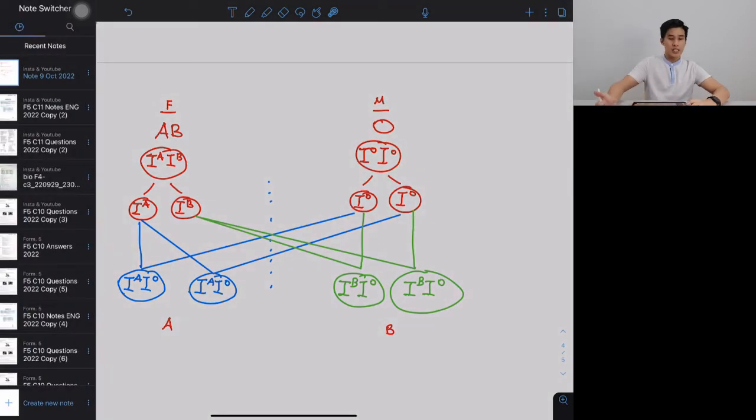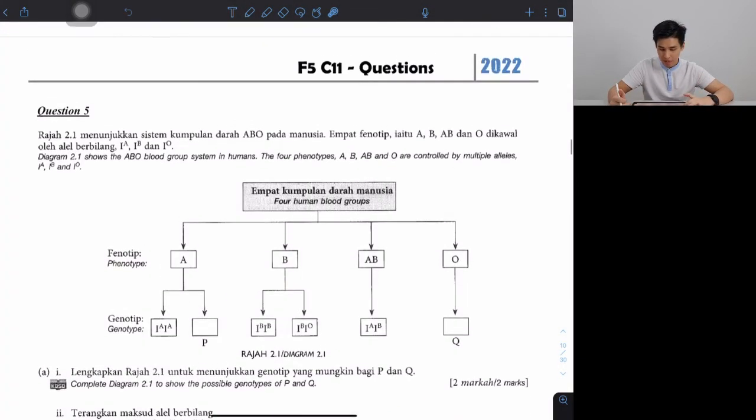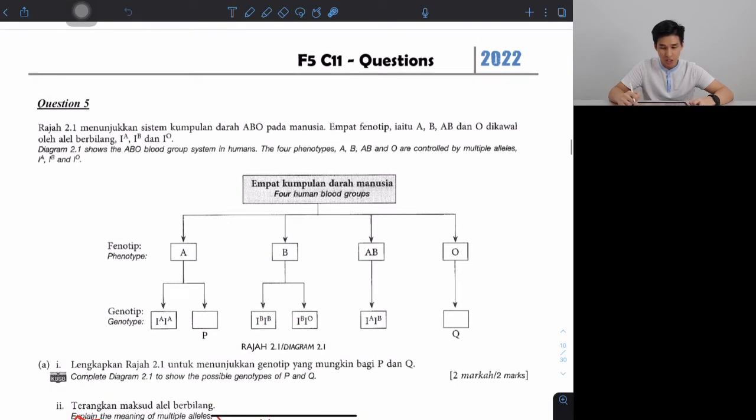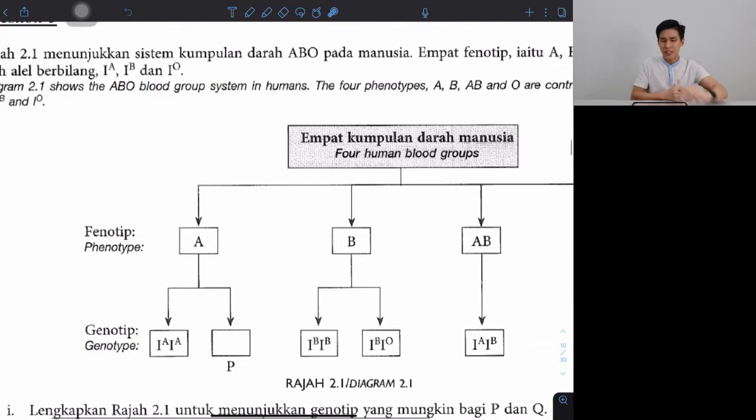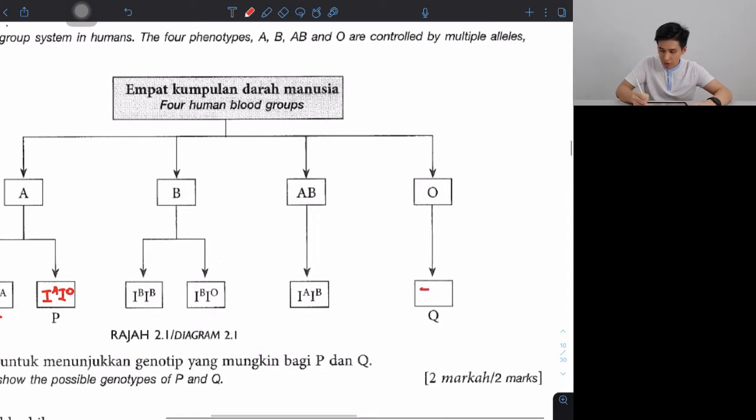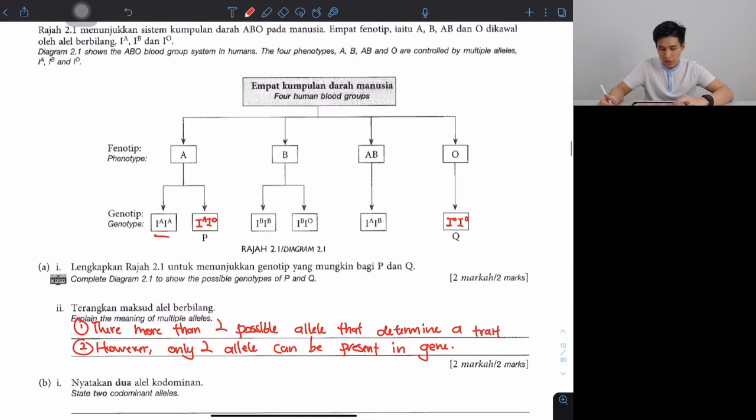So right now, let's try one example question. We look at question 5. The first question asks us to complete diagram 2.1 to show the possible genotypes of P and Q. For A, we said already, so blood group A can be homozygous or heterozygous. Homozygous is AA, heterozygous is AO. B is the same as A. For O, you only have one possibility. The next one, I still give you the answer here.